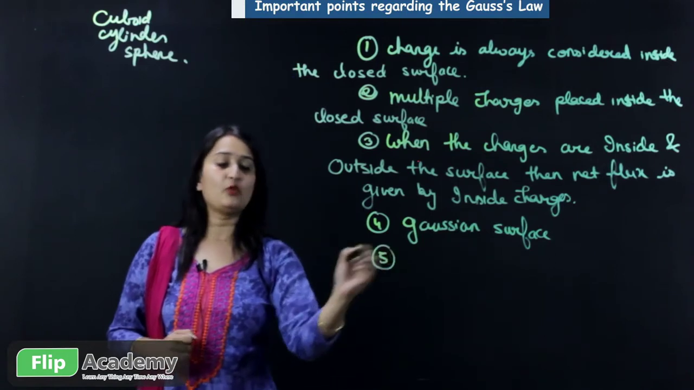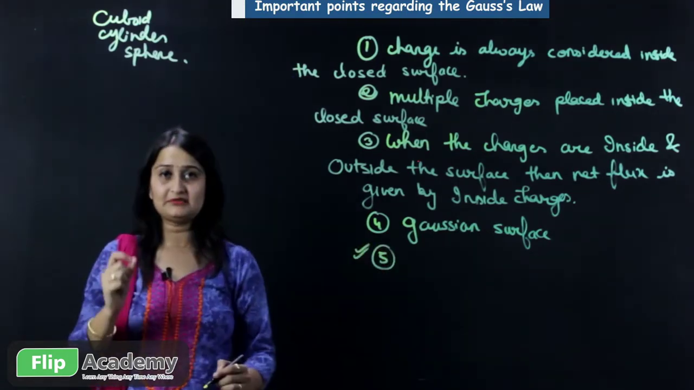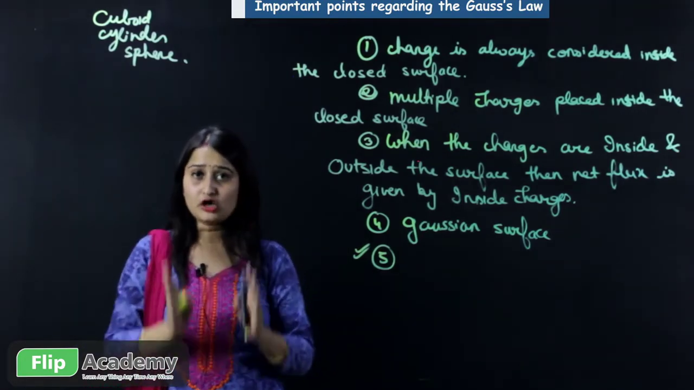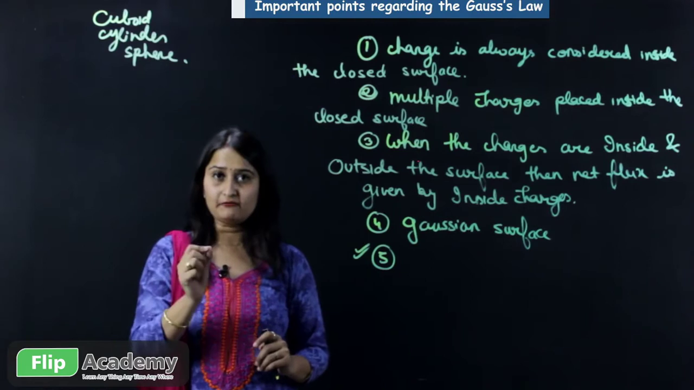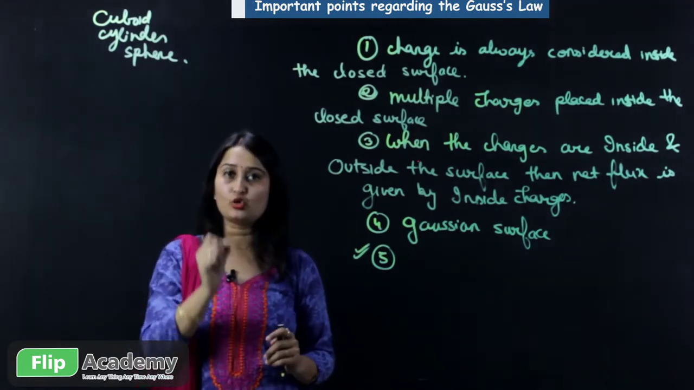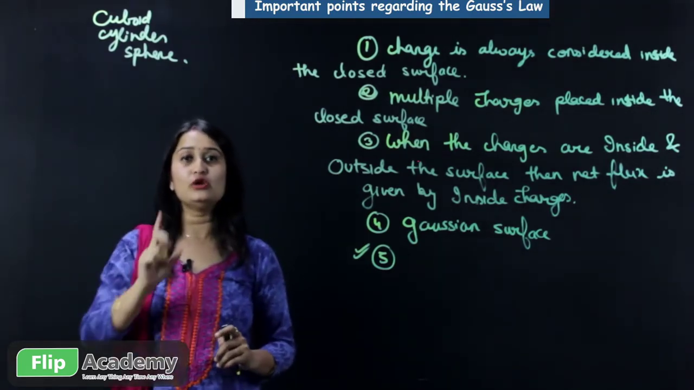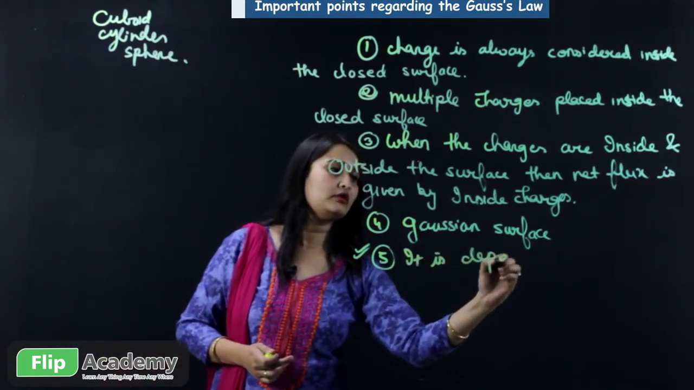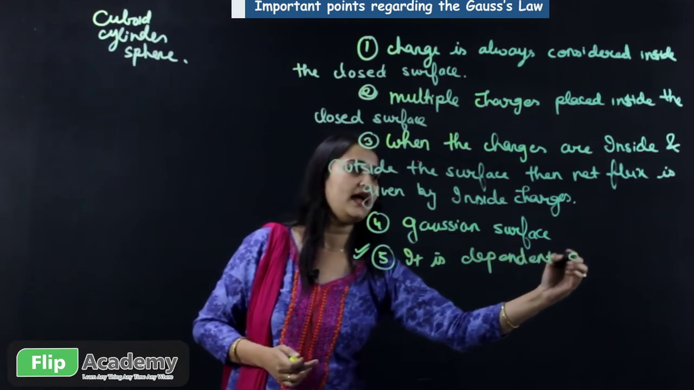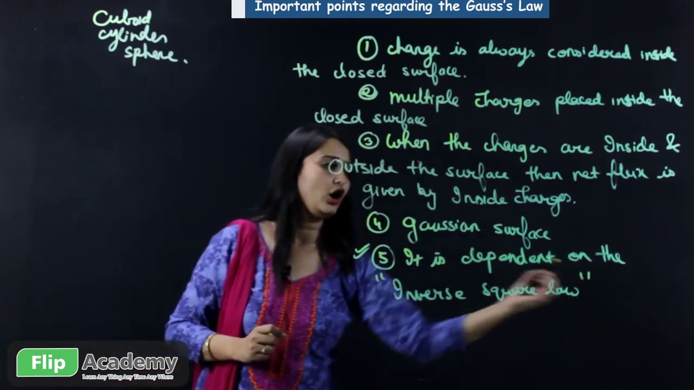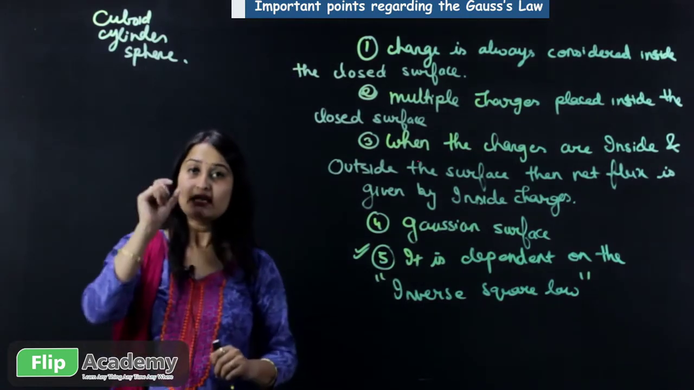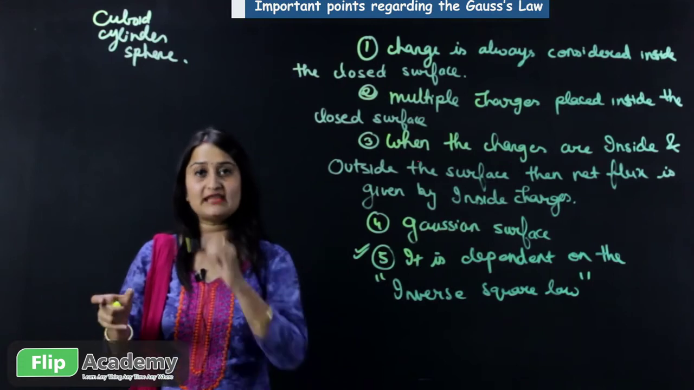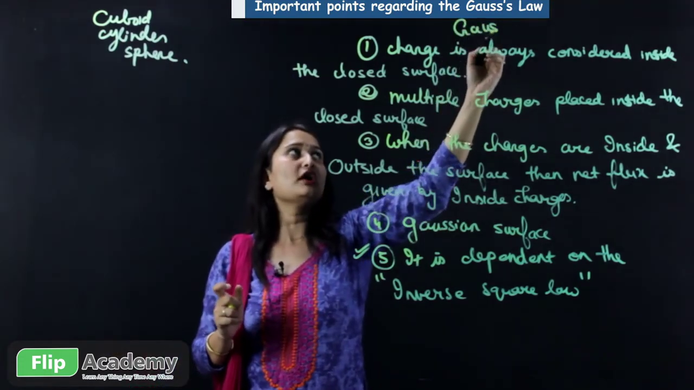Next comes the fifth point. The fifth is a very important point. I am specially highlighting it because this point states that the Gauss law only exists if there is the inverse square law property of the Coulomb's law. That is, it is dependent upon the inverse square law. If this inverse square law is there in the Coulomb's law, then only you find the Gauss law.